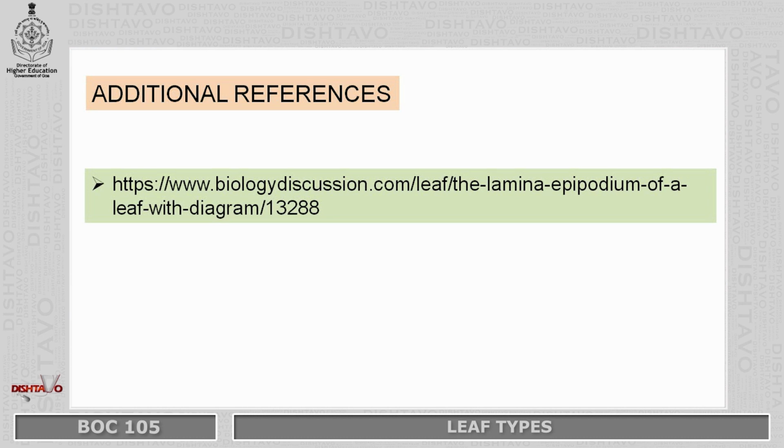Before we wind up, let's have a summary of this. We have learnt in this module types of leaves: simple leaves, compound leaves, and types of compound leaves, that they are pinnately compound and palmately compound. Then we saw the different types of pinnately compound leaves: unipinnate, bipinnate, tripinnate, and decompound leaves. Then we have seen palmately compound leaves, which are unifoliate, bifoliate, trifoliate, and quadrifoliate.